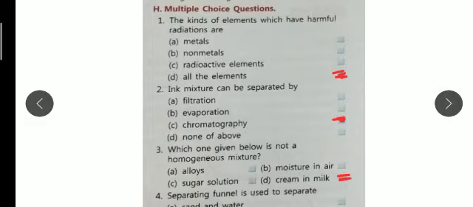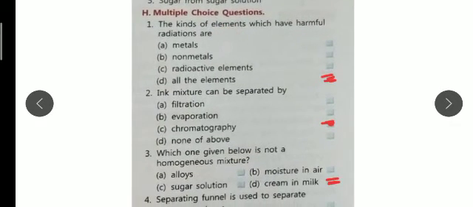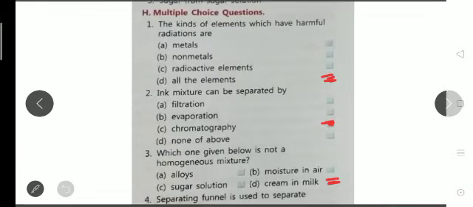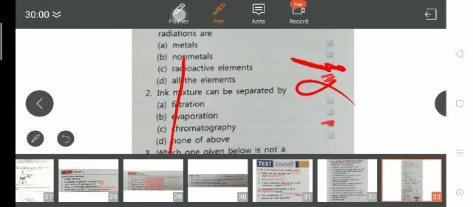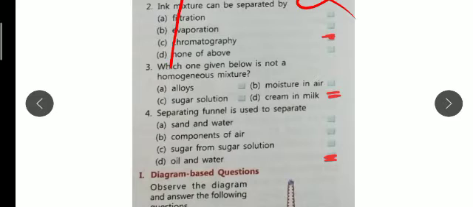Now MCQ: the kinds of elements which have harmful radiations are called radioactive. So this I have marked incorrect. The answer will be C. Now, an ink mixture can be separated by chromatography.